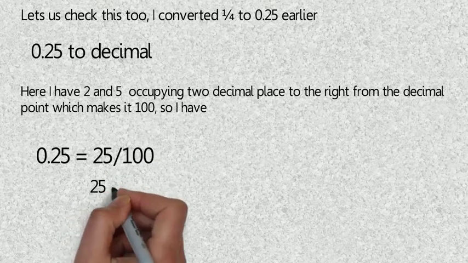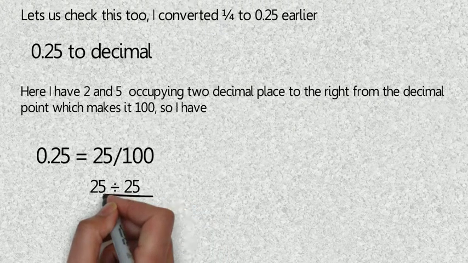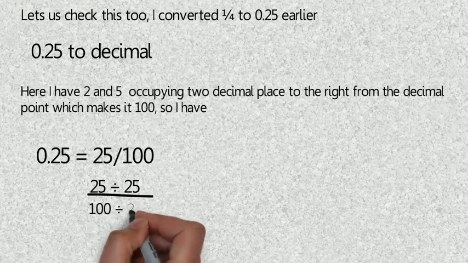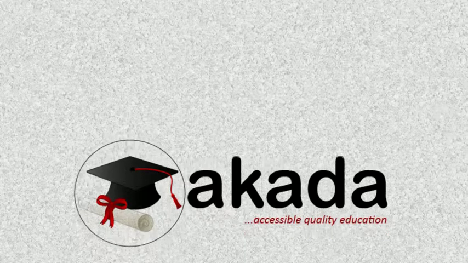Which makes this 25/100. So if you convert 25/100 to its lowest term, we can divide through by 25. So 25 divided by 25 will give me 1, and 100 divided by 25 will give me 4. Can you see? Very, very interesting. So we have it as 1/4.